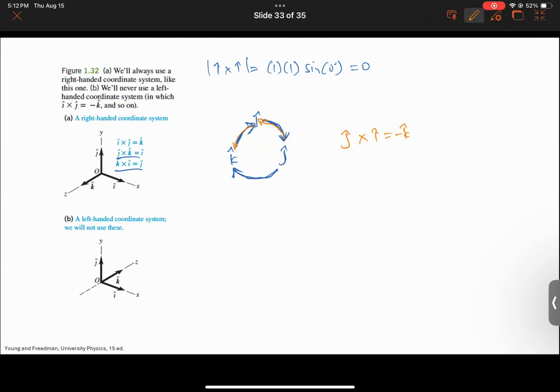Or I cross K is negative J hat. And then K cross J is negative I hat. Okay. So those are what they need to remember at this time.